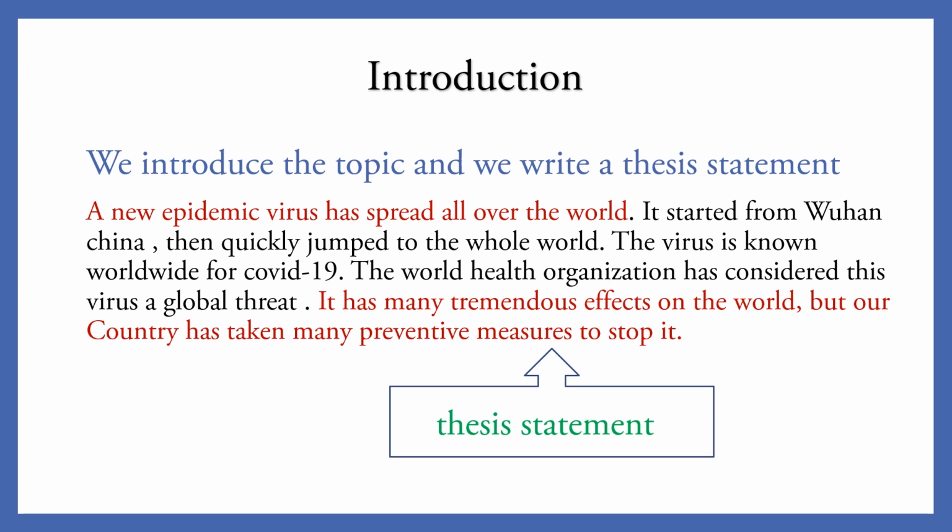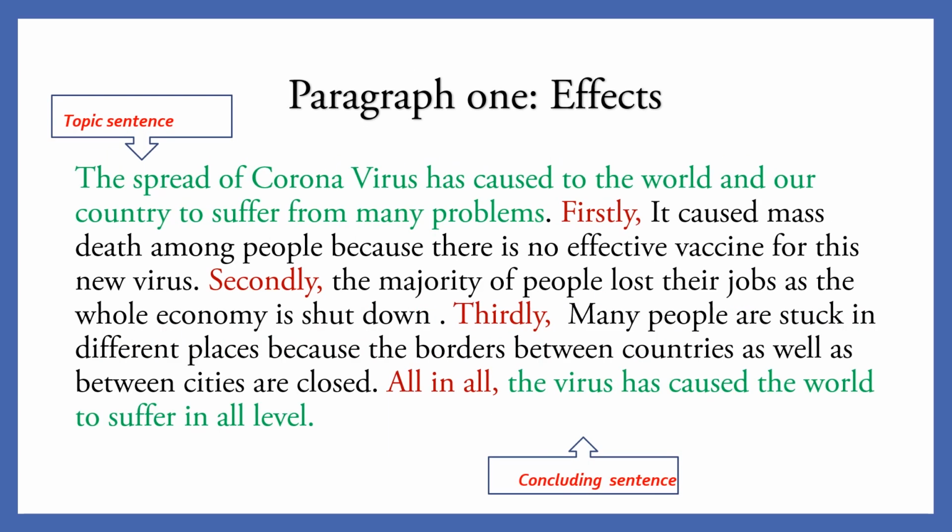Now we move to the first paragraph. It's about effects. Again, every paragraph must have certain elements. First, the topic sentence: the spread of coronavirus has caused the world and our country to suffer from many problems. This is the topic sentence. We have the spread of coronavirus and we have to suffer from many problems, which means many effects. That's what we are going to discuss in this paragraph. Many effects, many problems. Firstly, secondly, thirdly. So as you see, we have linking words.